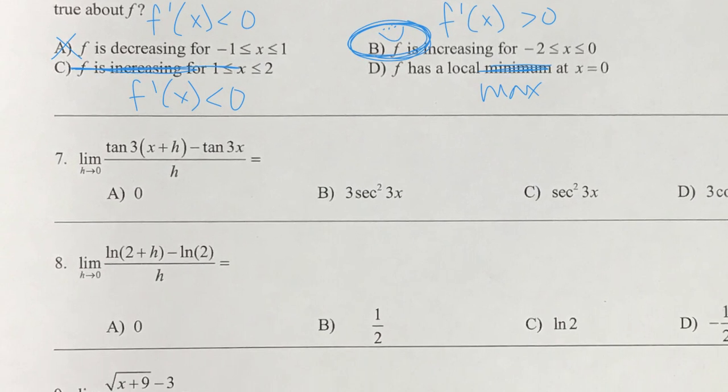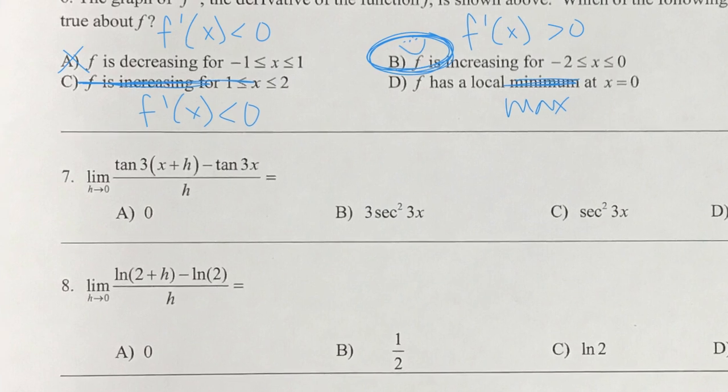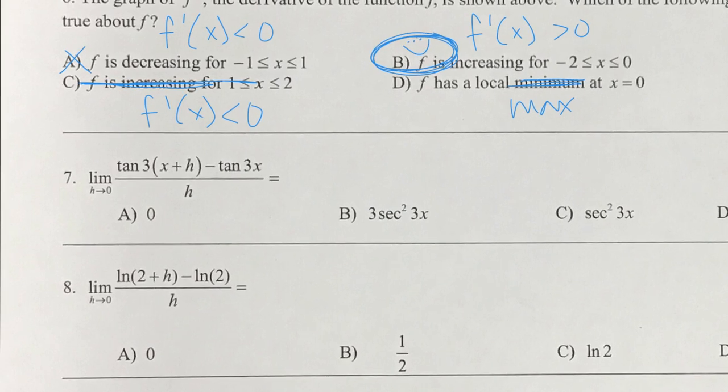Okay, number 7, 8, 7 and 8. You need to recognize this for what it is. This is talking about the derivative of this function. Okay, this is the difference quotient. This is the way that we learn how to do a derivative in the first or second week of school. So you need to recognize this as just trying to find the derivative of the tangent of 3x. Okay, that is what this is asking you to do. Find the derivative of the tangent of 3x.